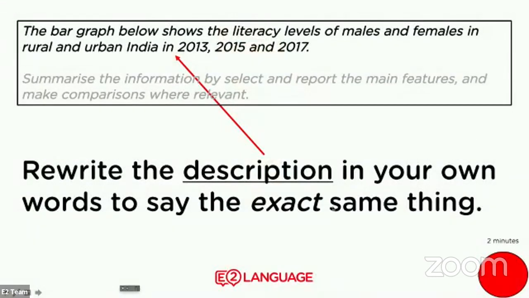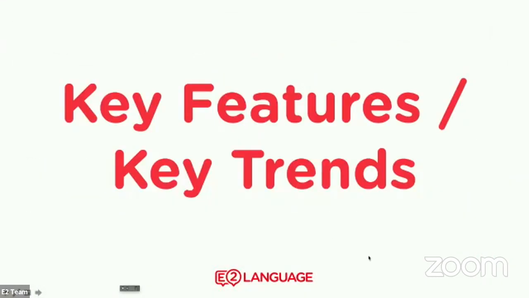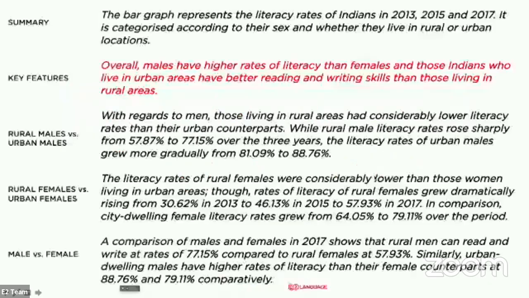Cool, so we've written our description. Now we're going to write just a sentence or two about the key features or key trends, like an overview of the entire graph, okay? So this is what I wrote. I wrote, overall, males have higher rates of literacy than females, and those Indians who live in urban areas have better reading and writing skills than those living in rural areas. Let me read it again.